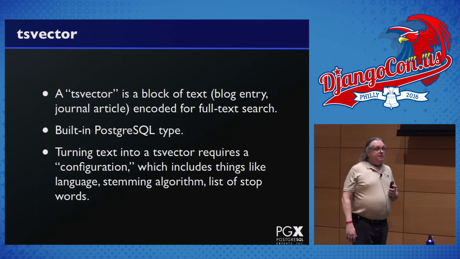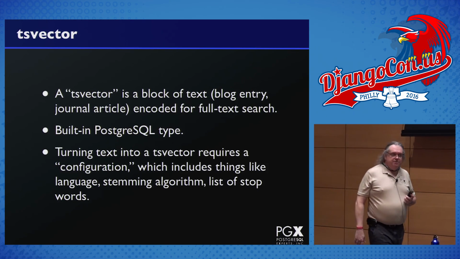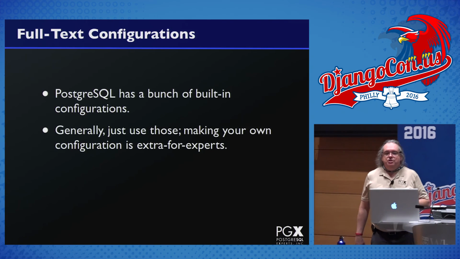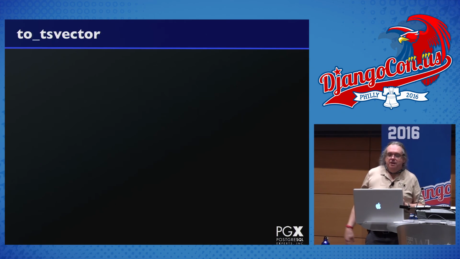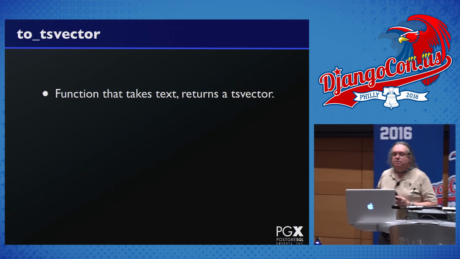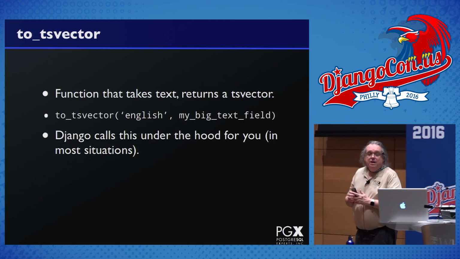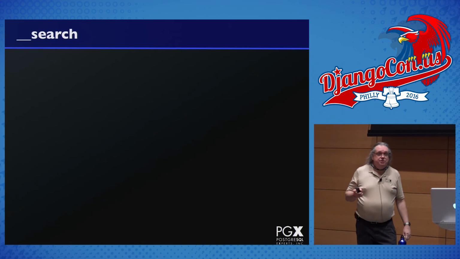So, am I out? Okay. I'm going to plow through because I want to get through this. Postgres has a bunch of configurations. Generally, just use those. Like English is the standard one. Just use it. To_tsvector is a function built into Postgres that takes text and returns a TS vector like that. Fortunately, you don't have to worry too much about this. Django calls this under the hood for most situations.